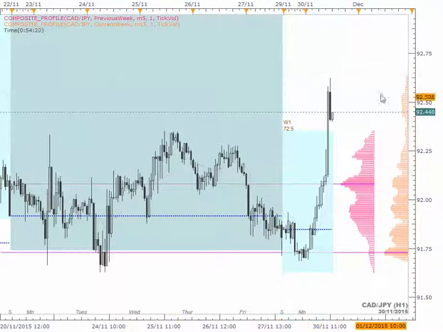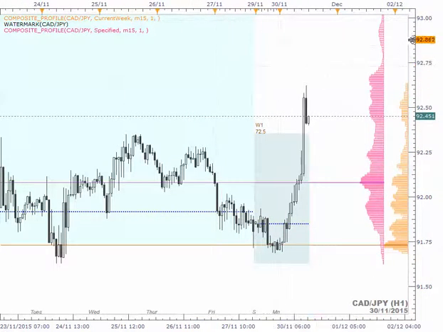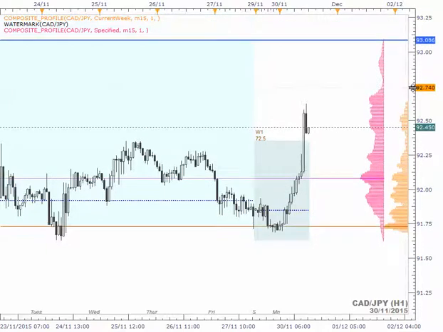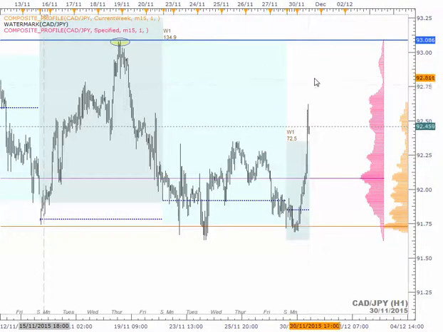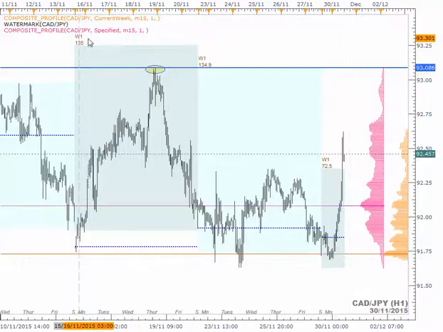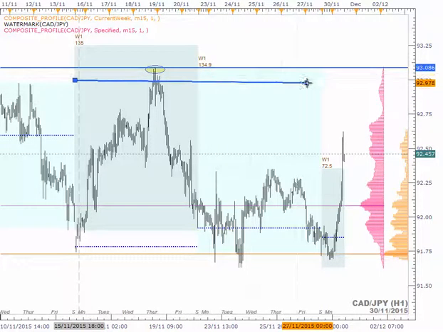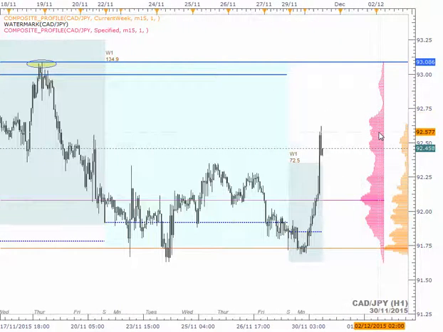So because of this very small range, what I decided to do was look at the previous 2 weeks volume profile. And that would be looking at this week here and this week here. These 2 weeks spanning this range here generate this volume profile in pink.